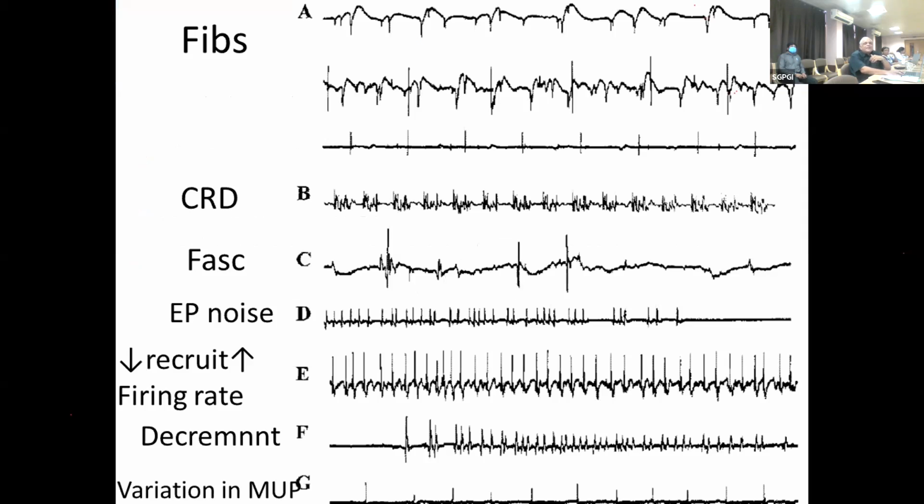This is the summary. It's a very nice slide. It summarizes all the findings of ALS. You can see fibrillations, positive sharp waves. You can see CRDs. You can see fasciculations. Yes, C is fasciculation. And then you can see decreased recruitment with increased firing rate here. And you can even see decrement.